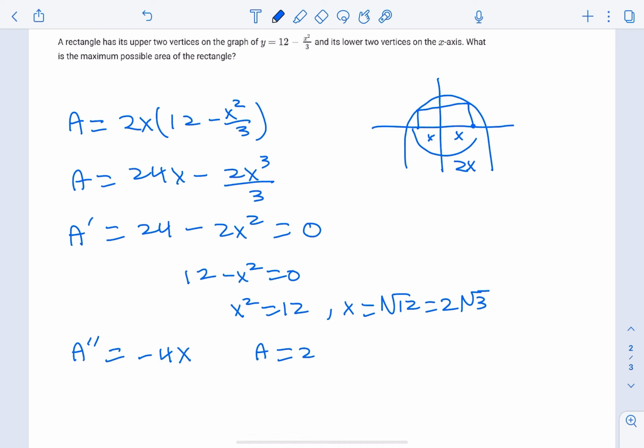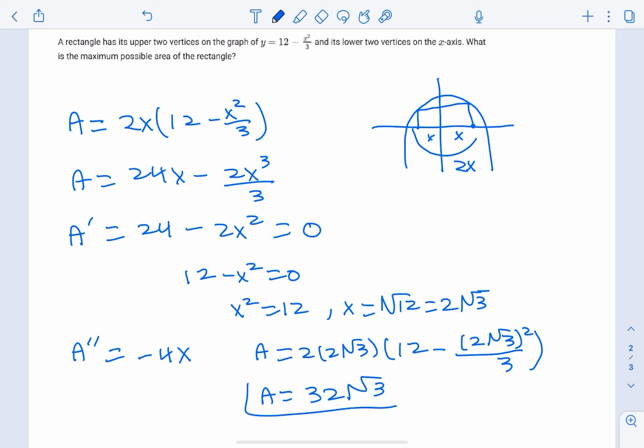So that's going to be 2 times 2 root 3 times 12 minus 2 root 3 squared, and this is over 3. So after doing the math, we can see that the maximum area is going to be 32 root 3. And this is our final answer.